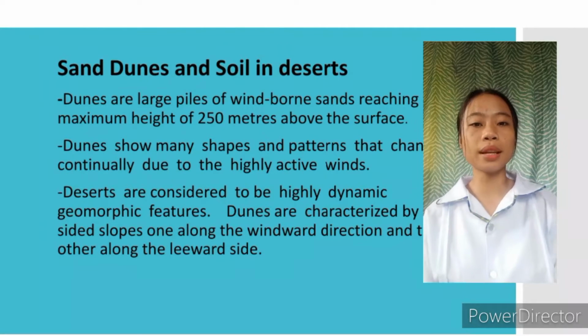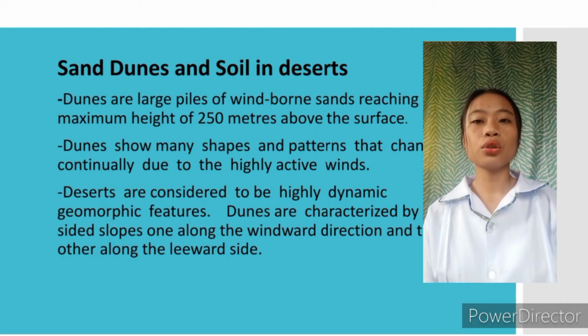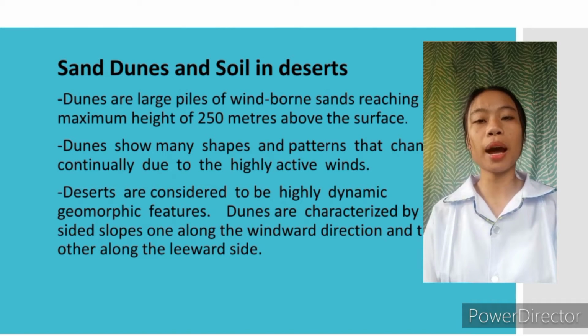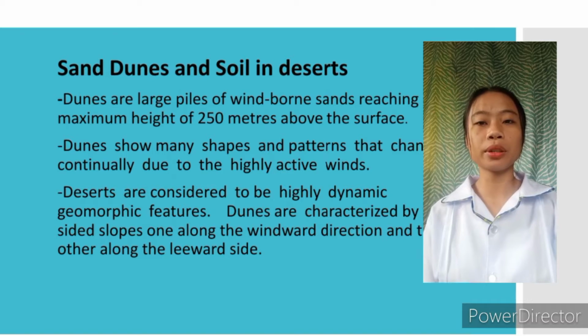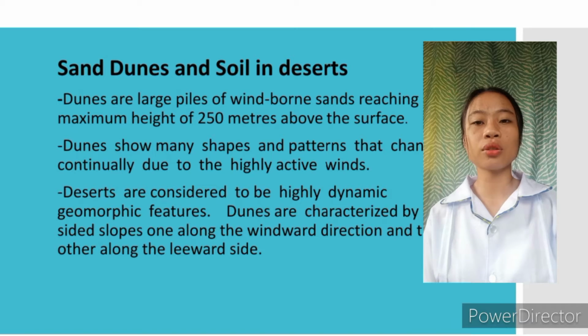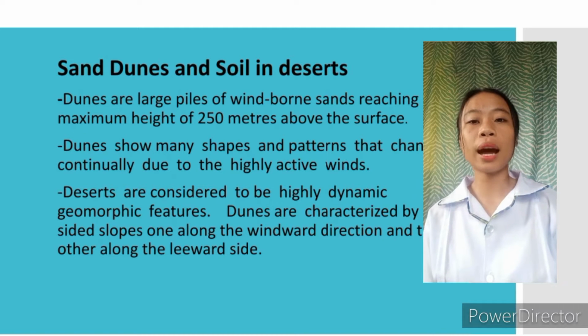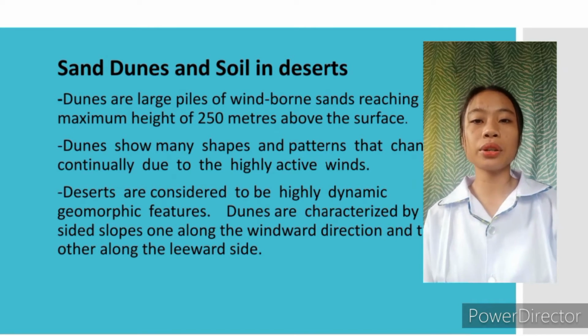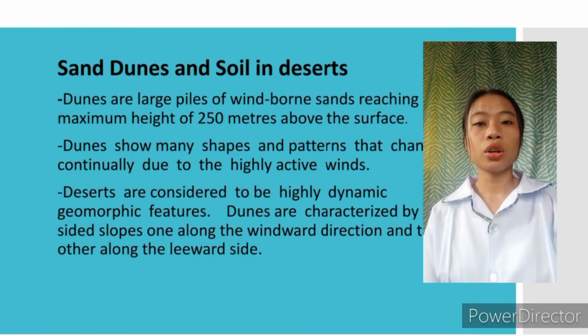Next is sand dunes and soil in desert. Dunes are large piles of wind-borne sand that reach a maximum height of 250 meters above the surface. Dunes show many shapes and patterns that change continually due to the highly active wind. Deserts are considered to be highly dynamic geomorphic features.